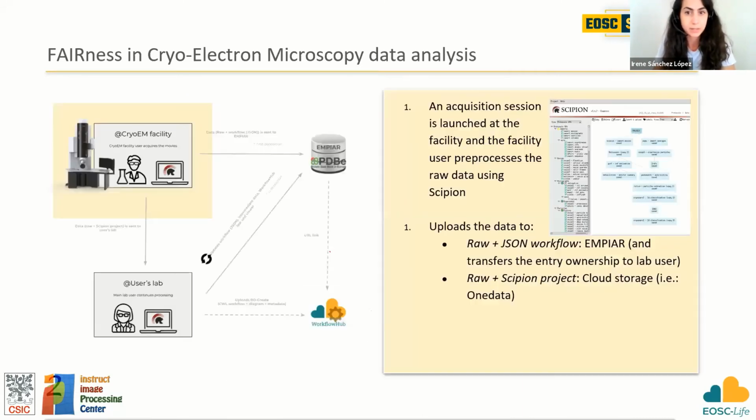Next slide, please. So how can this be performed in a FAIR way? Well, for example, by making this data and process findable and accessible in EMPIAR, the public database developed and maintained by EBI, the European Bioinformatics Institute.